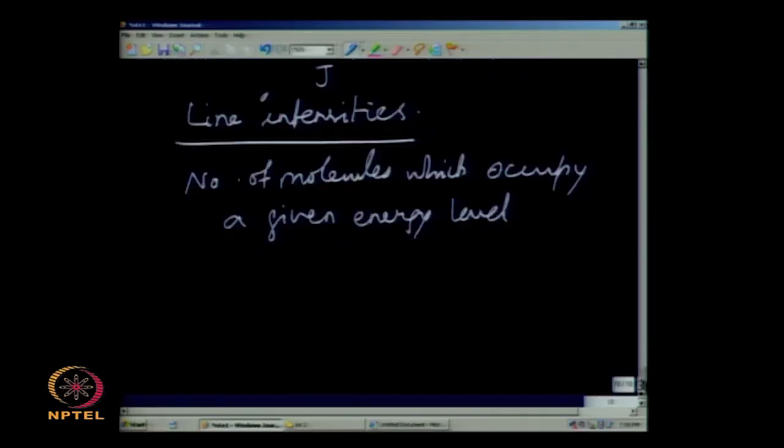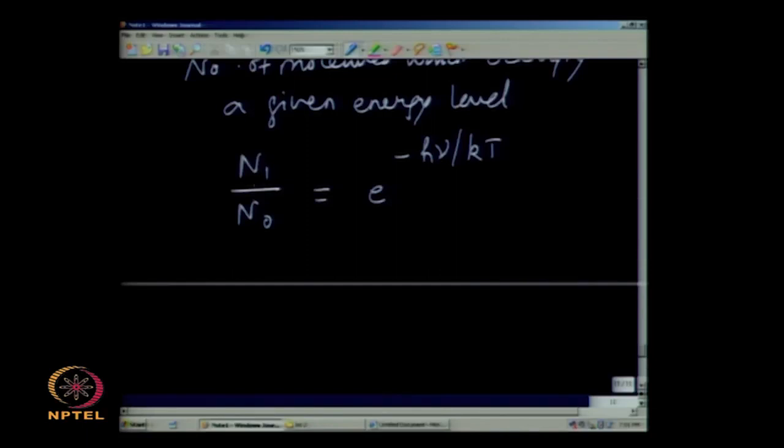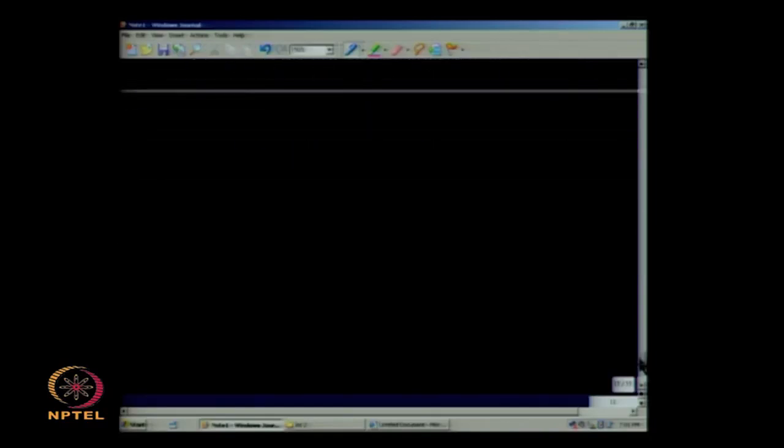For a two level system, you recall that we use the formula n1 by n0 as e to the minus h nu by kT. That is a general principle by which we can describe the thermal distribution of molecules over various energy levels. Here it is a two energy level system, and if you have multiple energy levels like the rotational case, the number of molecules n_i in a given energy level i is approximately proportional to the degeneracy associated with that level, 2J_i plus 1, times e to the minus h nu J_i by kT.